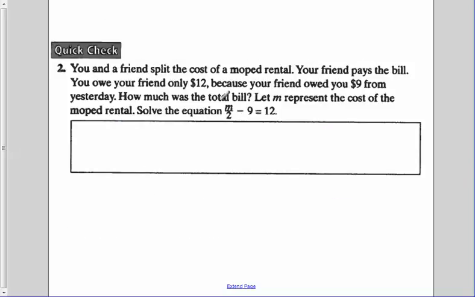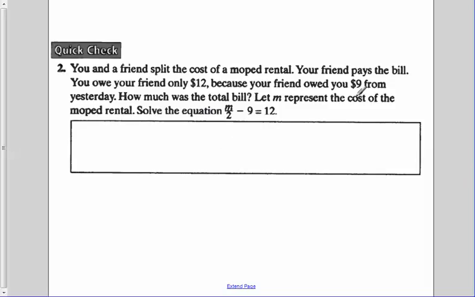Alright, you and a friend split the cost of a mopped rental. Your friend pays the bill. You owe your friend now because he paid. You owe your friend only $12 because your friend owed you $9 from yesterday. So he borrowed money from you. He owes you that $9. You now only have to pay him $12. However, you split that bill. So how much was the total bill?